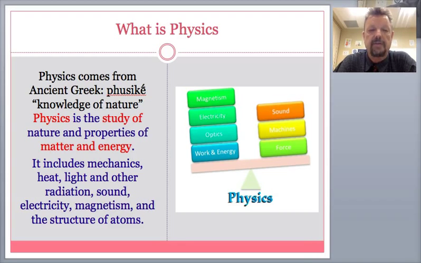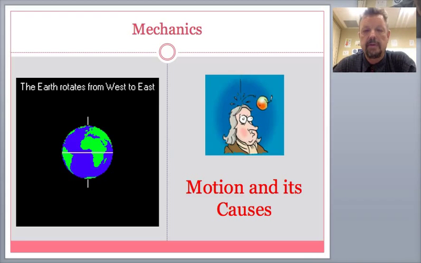Physics is the study of the nature and properties of matter and energy. It includes mechanics, heat, light and other radiation, sound, electricity, magnetism, and finally the structure of the atom. General areas include mechanics, which is motion and its causes.